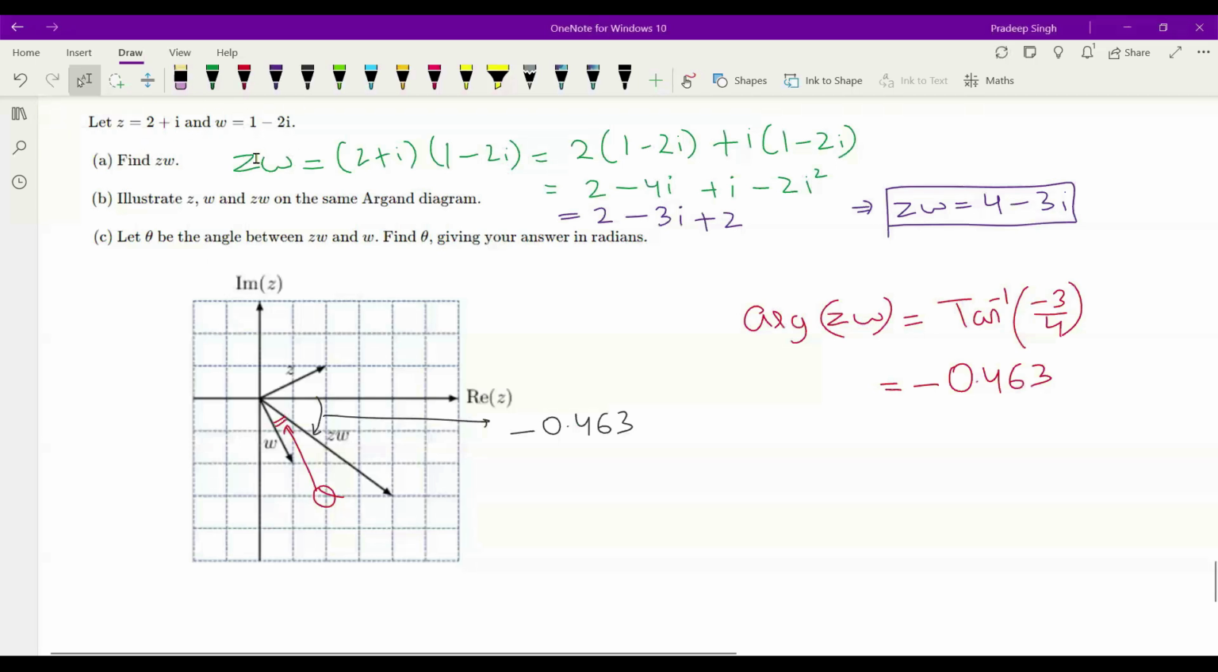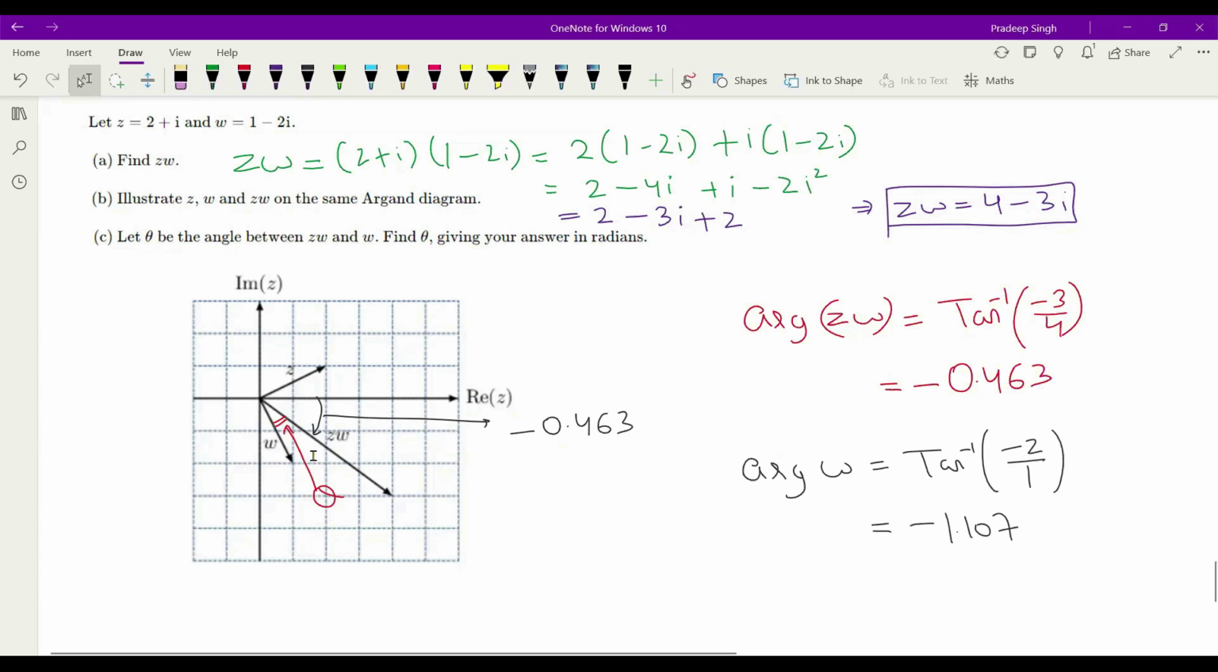Now, similarly, we have w, which is 1 minus 2i. Using the same logic, let's use the calculator to get the argument of w. The argument of w can be found using the tan inverse function, imaginary coordinate divided by the real coordinate, so minus 2 upon 1. See, w is 1 minus 2i, so minus 2 is the imaginary coordinate and 1 is the real coordinate. Either we do that or there is a direct function in the calculator to figure out the argument. In that case, the argument will be negative 1.107 approximately. Let's plot that as well.